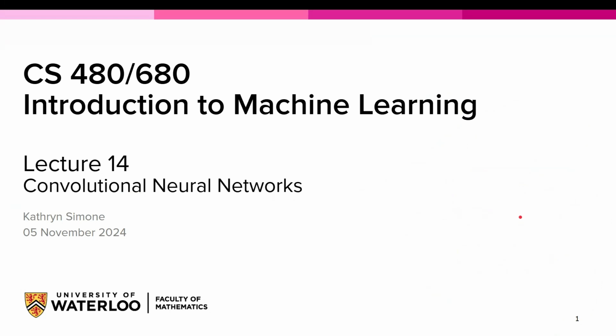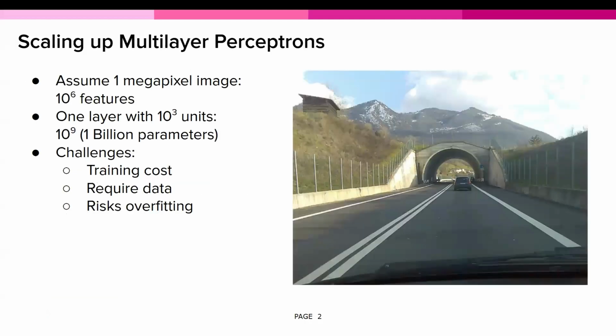This is CS480, 680 Introduction to Machine Learning, as taught at the University of Waterloo in fall 2024. This is lecture 14, and today we're going to be talking about convolutional neural networks, which is a type of deep network with a particular architecture that makes it really powerful for image data in particular. But why do we need an architecture other than the multi-layer perceptron that we saw before?